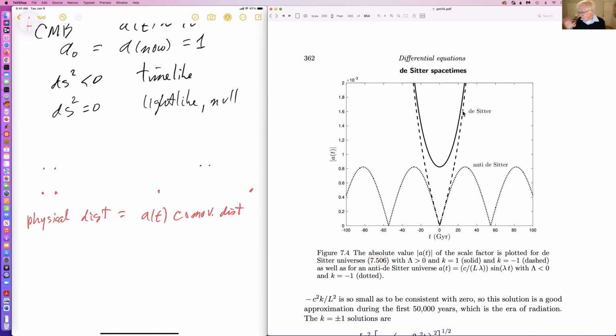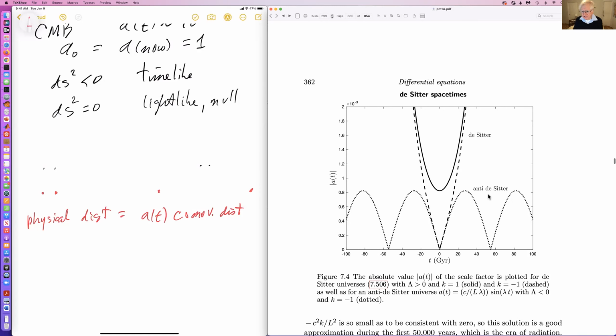This is the point of view of a bouncing universe, which was put forward by Steinhardt, if I'm not mistaken. I think that's his name, Paul Steinhardt at Princeton. Then if you have positive energy density, positive dark energy, and k equal -1, you get this dashed case. And the dotted one is anti-de Sitter, which, as I said, apparently isn't reasonable as far as we know.